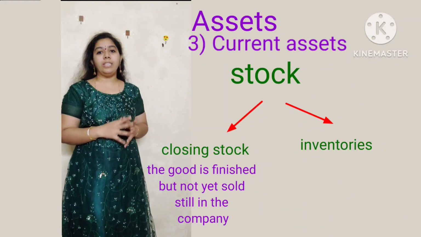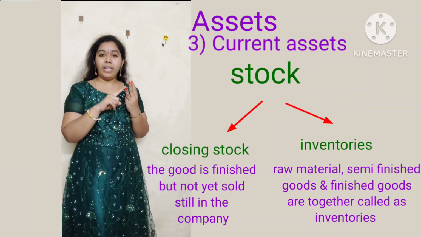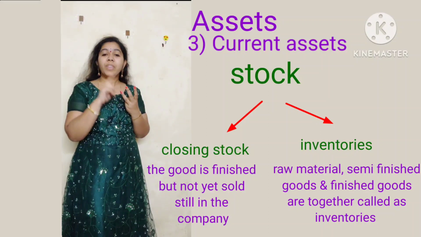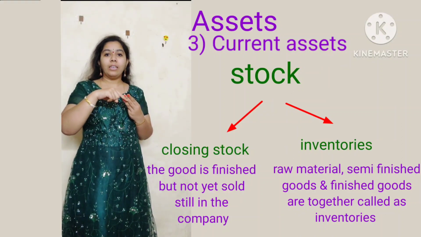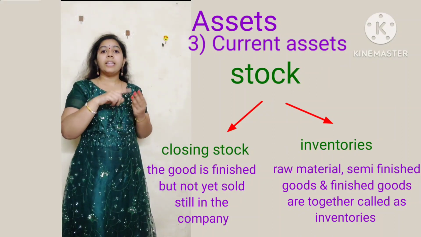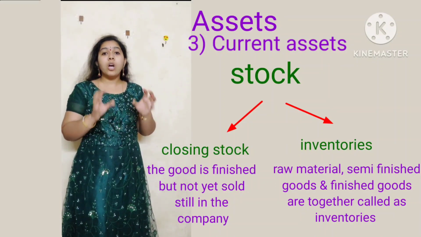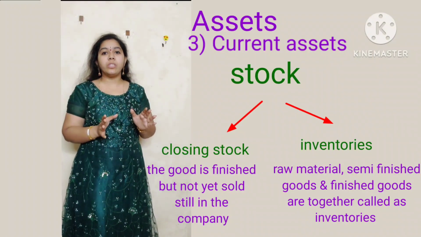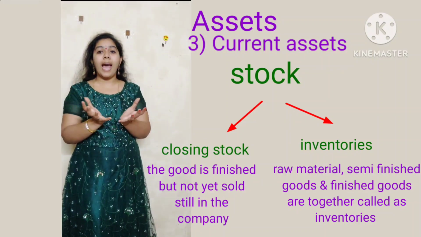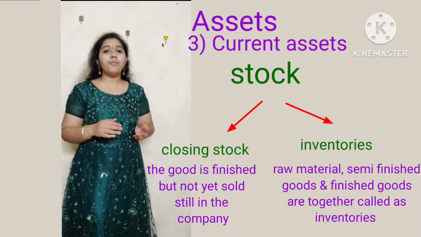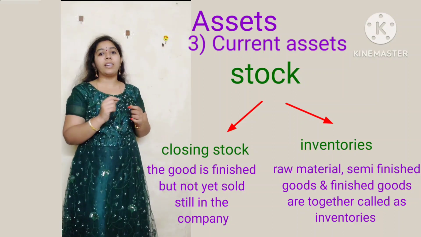And next one is inventories. Inventories means 3 categories: raw material, semi-finished goods and finished goods. These 3 given combined, we call it inventory, not closing stock. Why? Because closing stock is only for finished goods. Raw material, semi-finished goods and closing stock together are called inventories. If there is no raw material and no semi-finished goods, it is called closing stock. I hope you got the clarity.